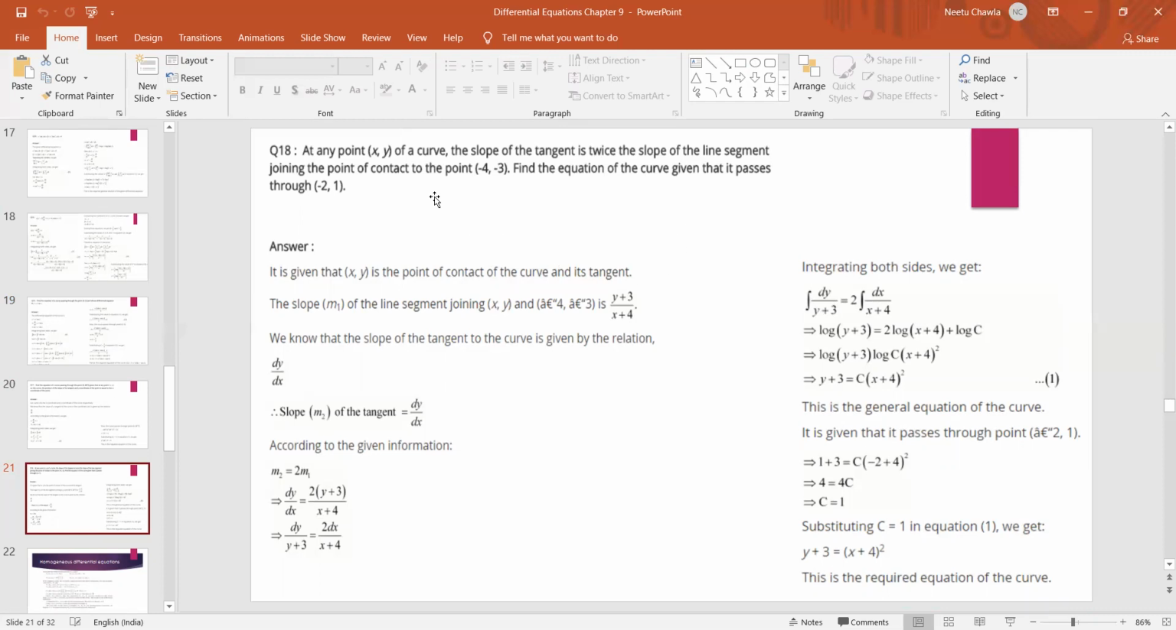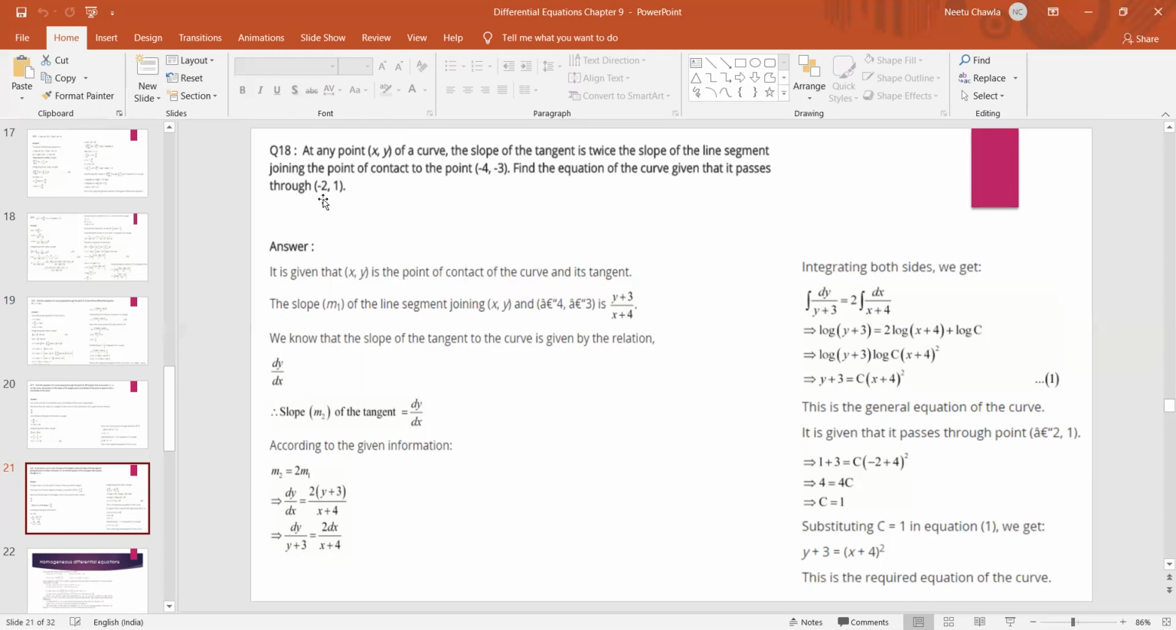We should know the formula for the slope, that is y2 minus y1 upon x2 minus x1, which will give me the slope as y plus 3 upon x plus 4. So dy by dx is equal to 2 times this slope because it is given twice the slope. So here the equation becomes dy by dx is equal to 2 times (y plus 3) upon (x plus 4). Again doing the same thing, taking all the y terms on one side and all the x terms on the other side and integrating. After integrating, I am getting here the value as y plus 3 is equal to c into (x plus 4) to the power 2. This is a general solution.